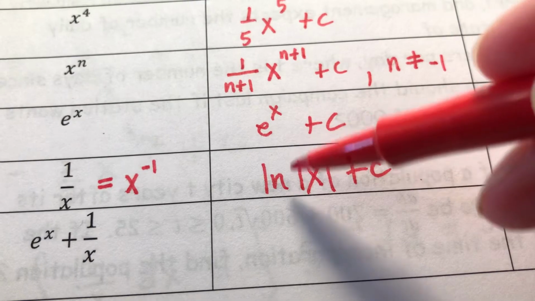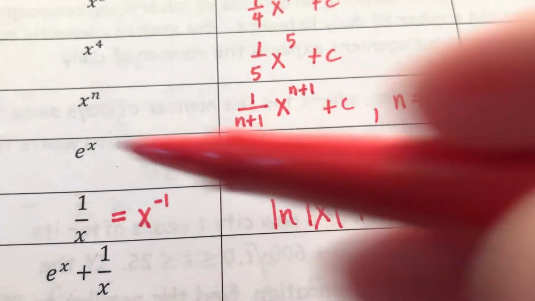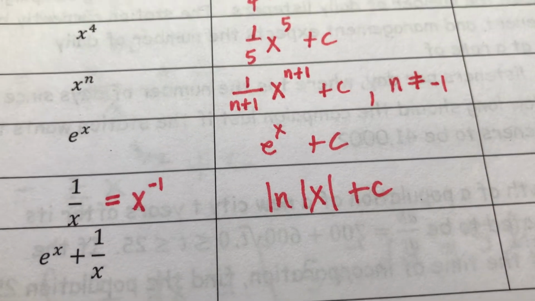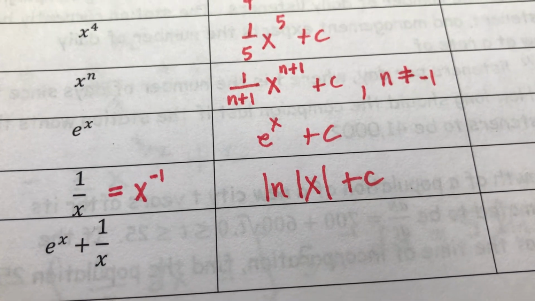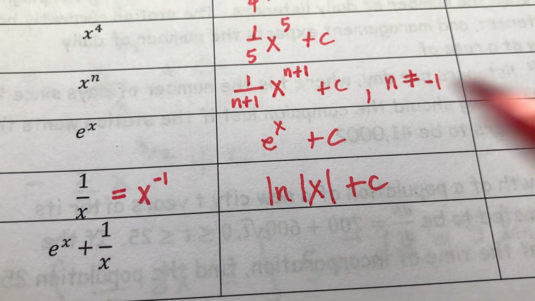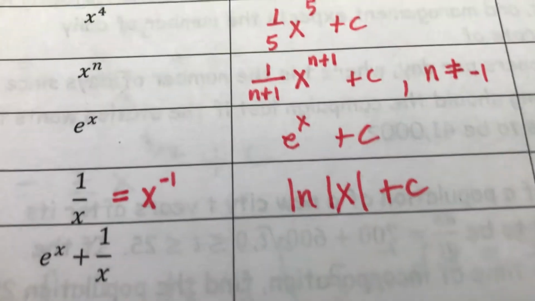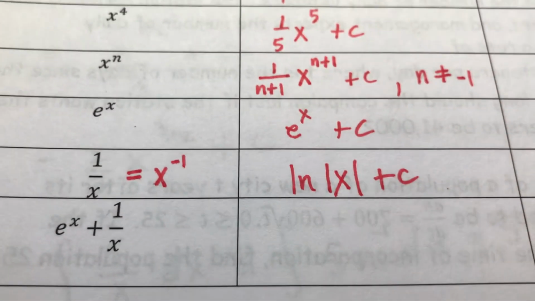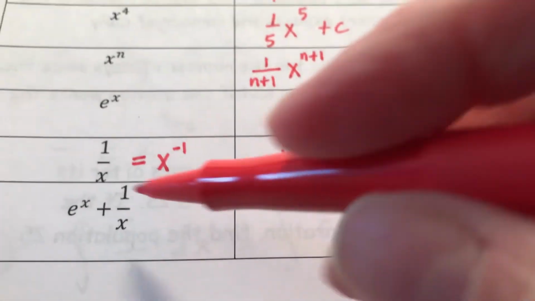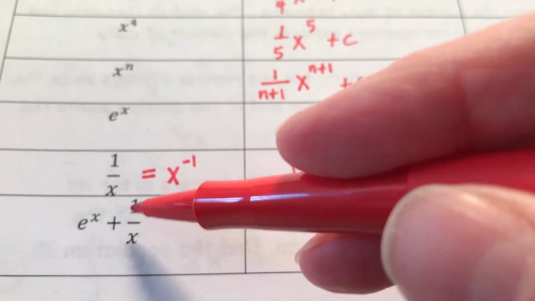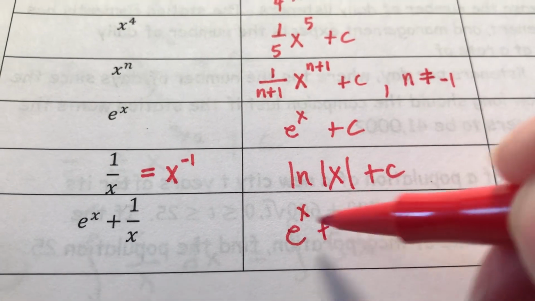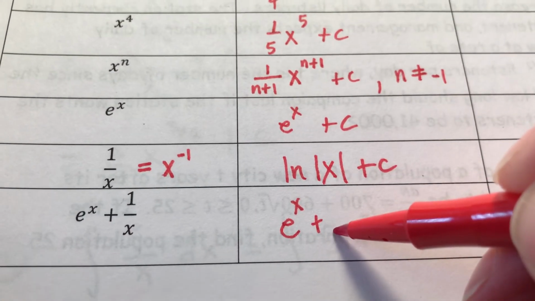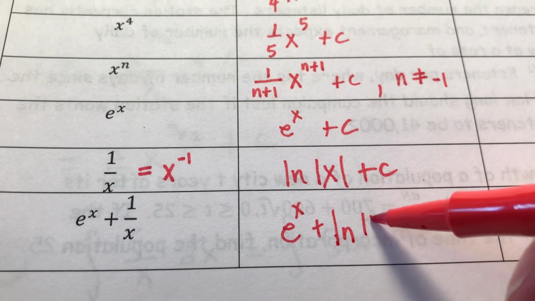The reason why we have absolute value of x is so that these domains can be the same, and you can accept that, or you can ask me later why that has to be absolute value. We'll trust that it's true. And then if I'm taking the antiderivative of e to the x plus 1 over x, it's going to be e to the x, because the derivative of that, plus, and then the 1 over x is this ln, absolute value of x, plus c.